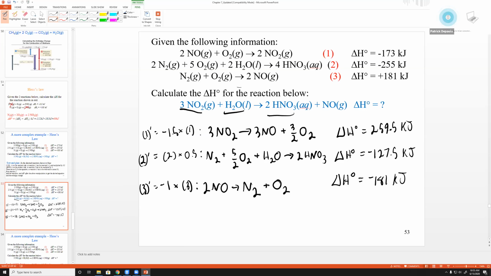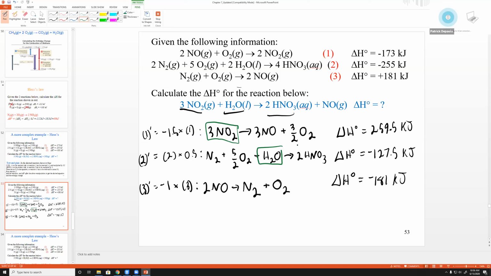Yeah, this stuff is tough to follow, so you'll have more time to learn it because it won't be on the exam. But okay, so let's go through it. Let's box in green and then we will cross out in red. So 3 NO2 on the reactant side. Good. H2O reactant side.